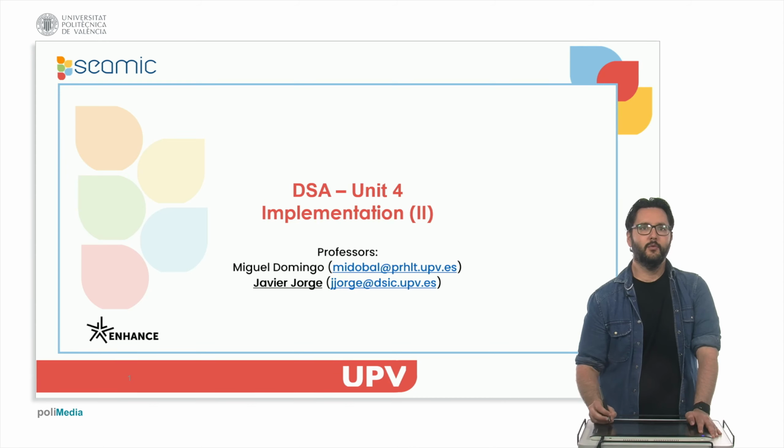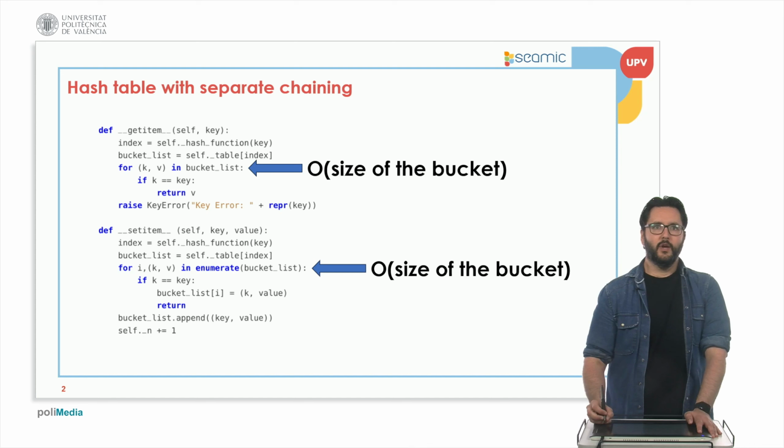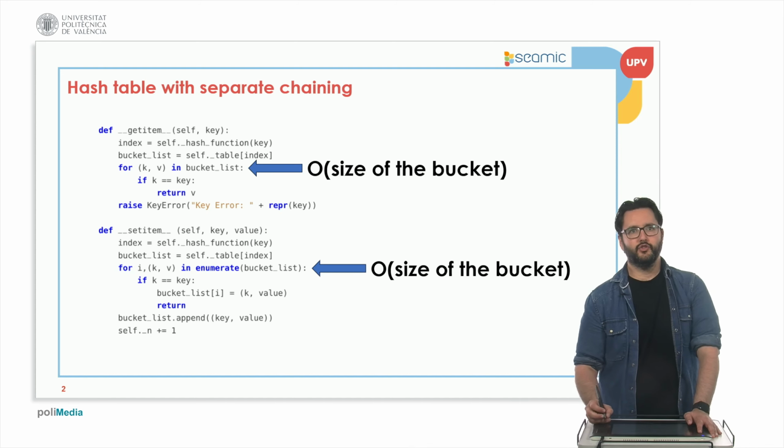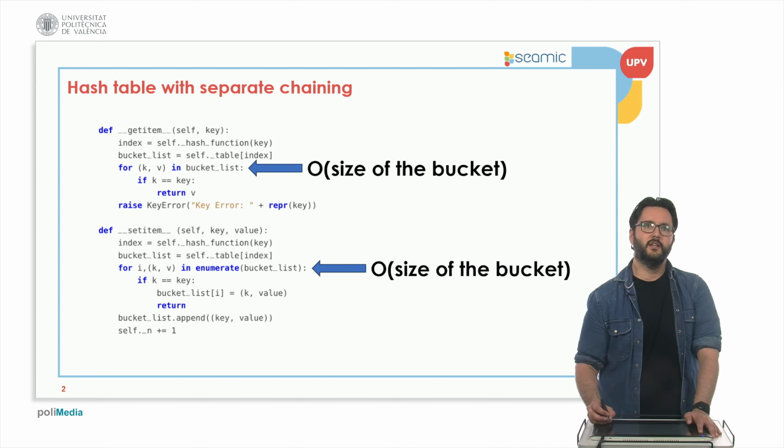Hello everyone, today we are going to continue talking about how we can implement hash tables in Python. We have seen that the cost of these methods, the get and set item, comes from the for loop that iterates over the elements in a bucket. So these are in the order of the size of the bucket.